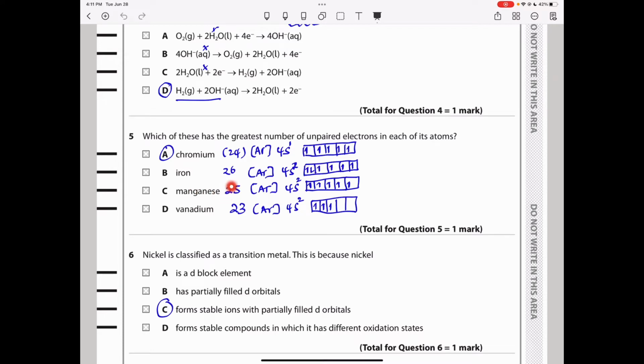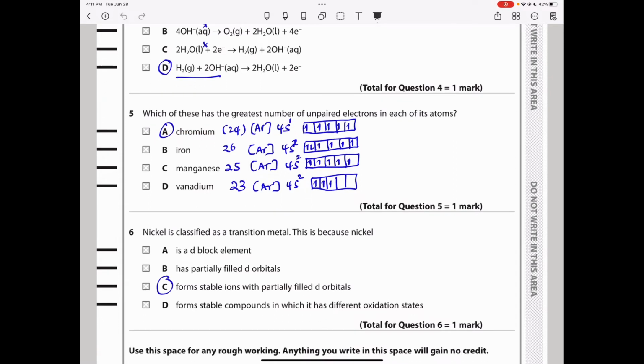And then for manganese with 25 electrons, we can see there are 5 unpaired. Vanadium, we see only 3 unpaired. So as you can see, chromium is going to have 6 unpaired electrons. All the d orbitals have 1 electron, so they're all unpaired, as well as the 4s being unpaired. So the answer comes to A.